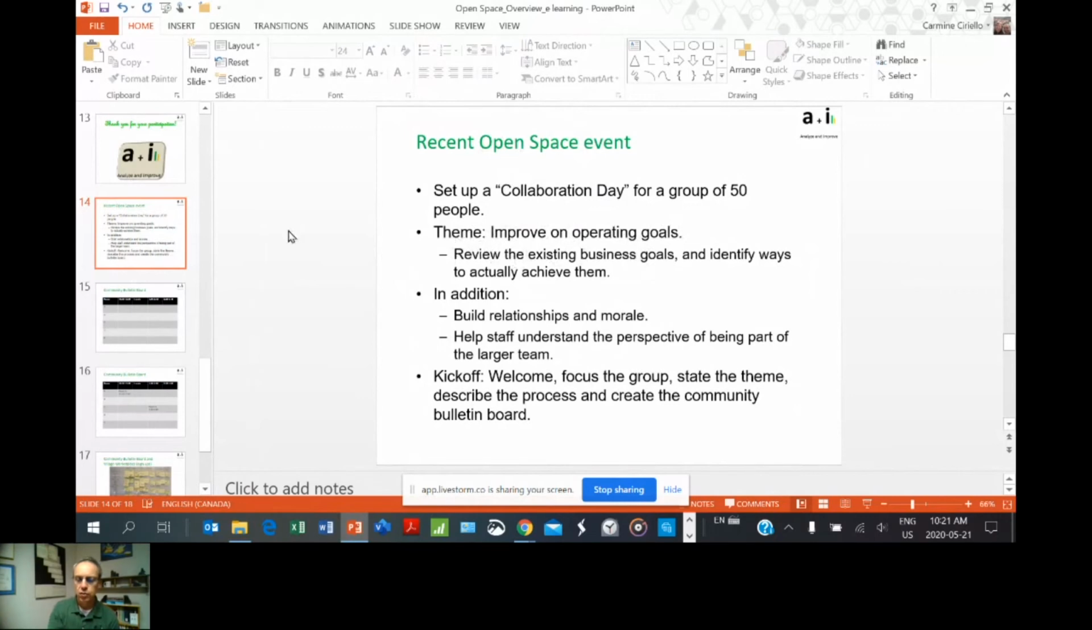So the idea was to review what was captured as a company. And then the participants, this group of 50 people, had carte blanche. They basically could pick absolutely any topic, any goal, and come up with suggestions on how to get there, identify ways to achieve them. Of course, with any collaboration, there are other purposes, building relationships, morale, et cetera.